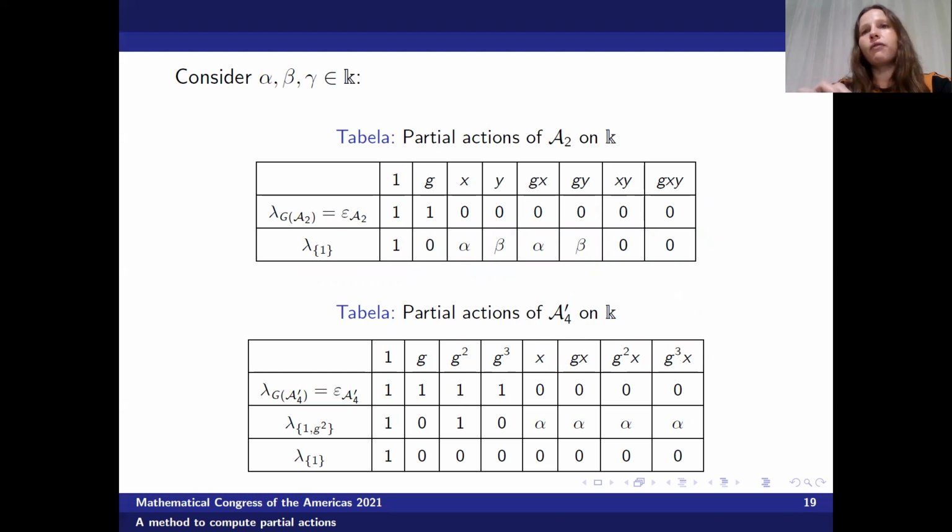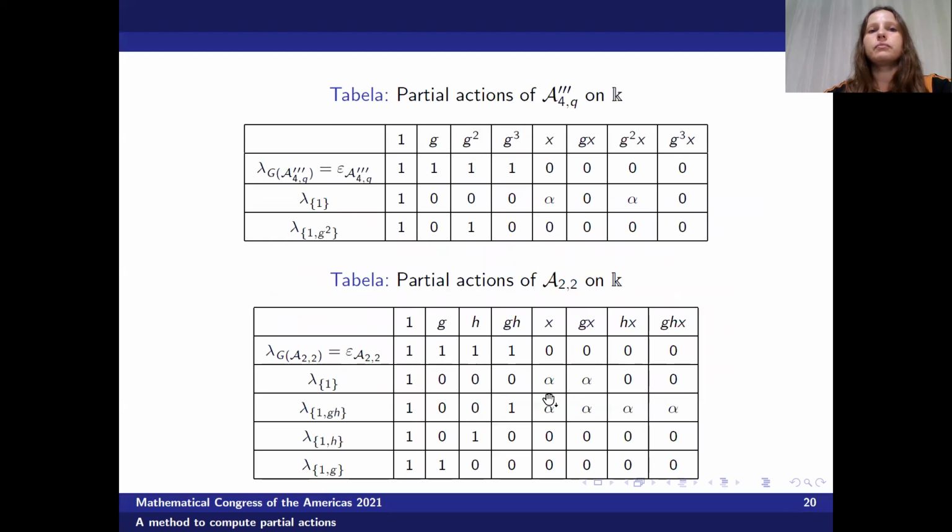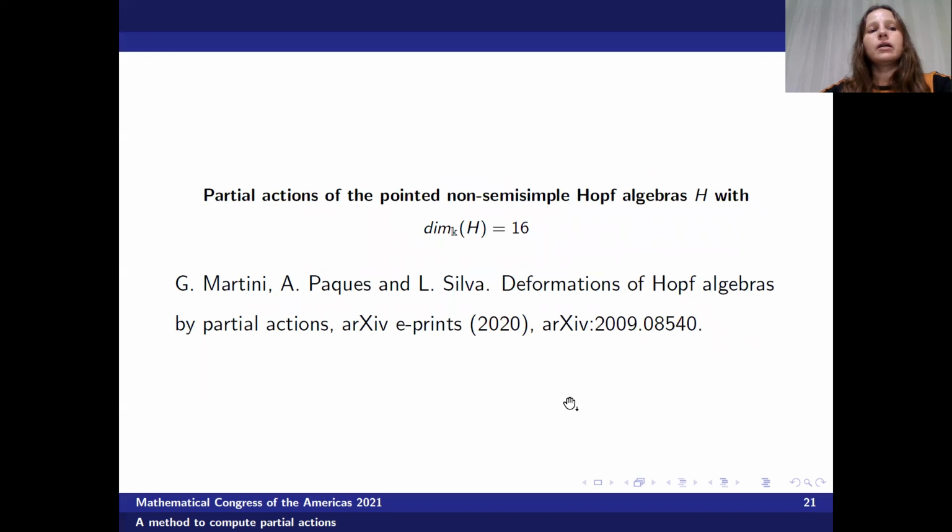For the other 4 Hopf algebras, we have the following partial actions. This, and this. The method and the partial actions of the 16-dimensional pointed non-semisimple Hopf algebra H are part of this work, already submitted to a journal.